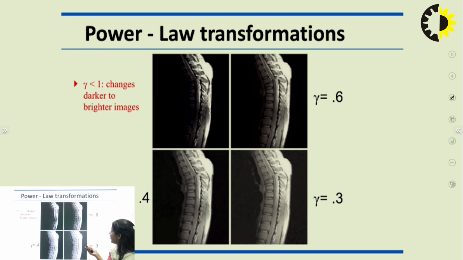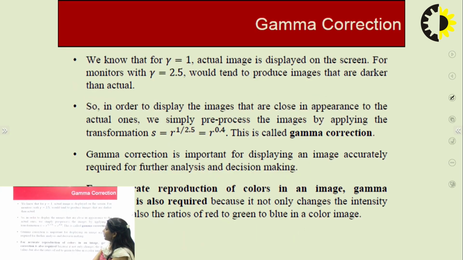This is another example of power law transformation. If we have a gamma value less than 1, it will change a darker image to a brighter image, because the value is less than 1, so we will get a bright image. Here we have gamma value 0.6. This is the original image. When we apply the power law transformation, it gives a brighter image, and if we have gamma equal to 0.4, it converts it into a more bright image, and with gamma 0.3, we have an even brighter image.